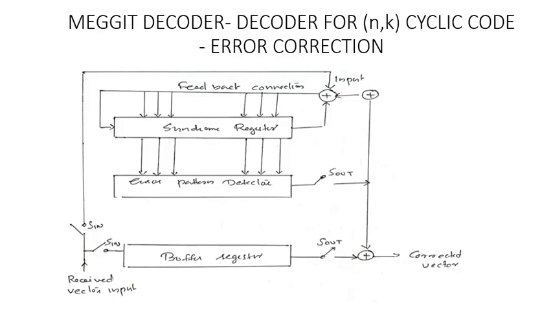So what is the decoder of a cyclic code? For an (n,k) cyclic code, that is the Meggitt decoder.